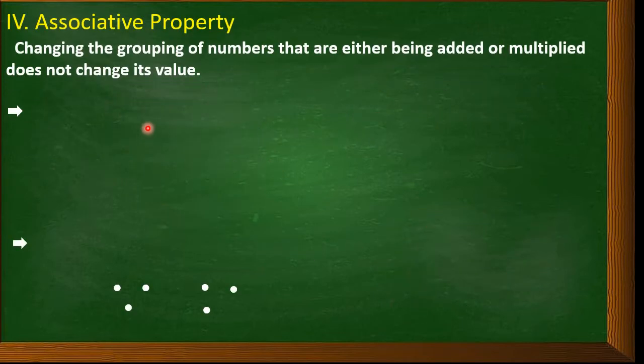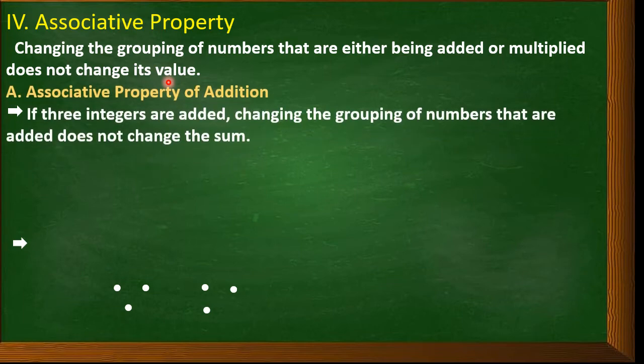Now let's have the fourth property. The fourth property is associative property. Changing the grouping of numbers that are either being added or multiplied does not change its value. So for this property, the grouping of numbers will be changed. Under associative property, we have associative property of addition. If 3 integers are added, changing the grouping of numbers that are added does not change the sum.